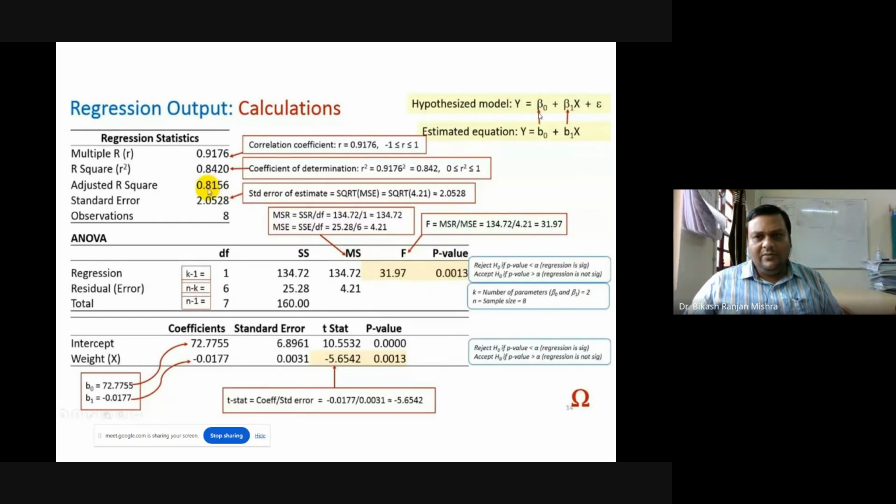X is the independent variable, y is the dependent variable, and epsilon is the error variable over here. Corresponding to this epsilon, this is 4.21. Corresponding to this y, this is 130.72. Corresponding to this x, this is minus 5 point, sorry, this is 0.0031. Is it clear?